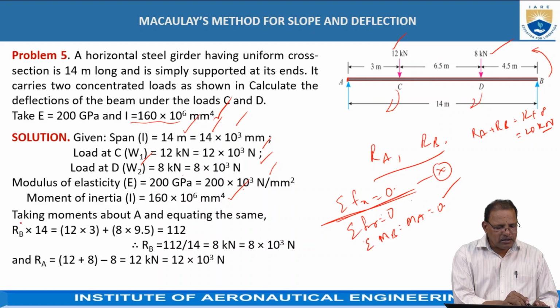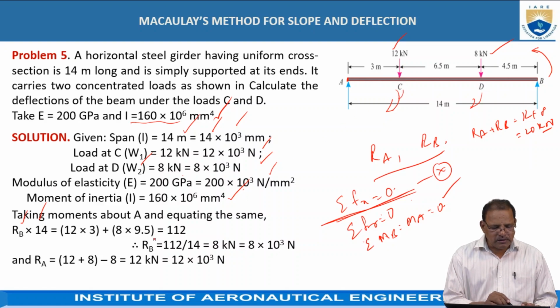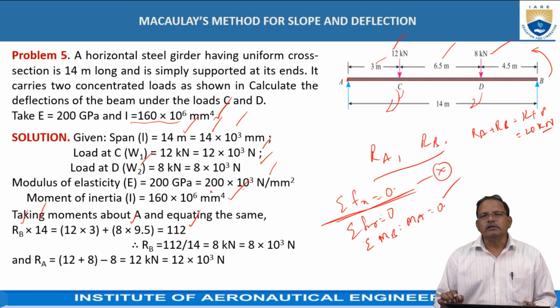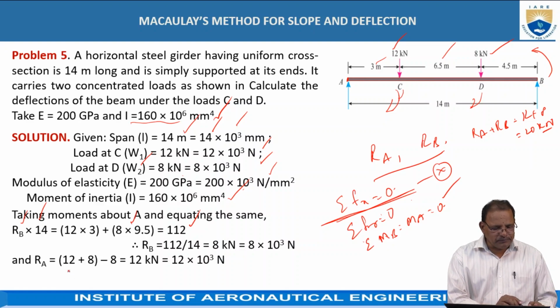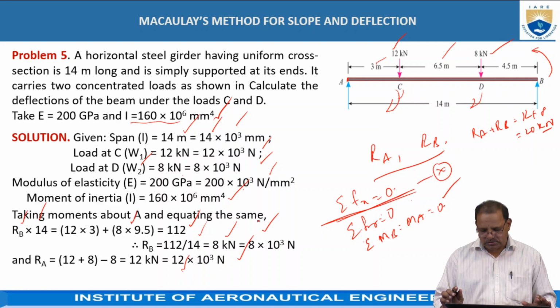From this relation, we get RB into 14, that is the moment in anti-clockwise direction, equal to 12 into 3, clockwise direction, plus 8 into the distance 3 plus 6.5, that is 9.5, which is equal to 112 now. So RB is equal to 112 divided by 14, which is 8 kilonewtons, or 8 into 10 to the power of 3 newtons. But according to the relation we already determined, RA plus RB is equal to 20. From this relation, we get RA is equal to 12 into 10 to the power of 3 newtons, or 12 kilonewtons.